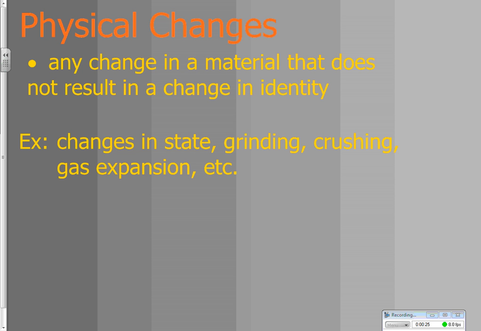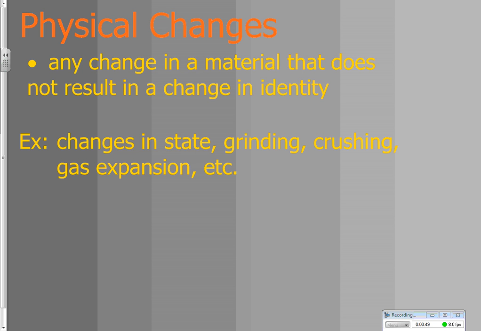In a physical change, whatever change you make to the material will not result in any kind of a change in identity. For example, if I take a piece of paper and I rip it in half, or I fold it, or I crumple it, either way, when I'm done, I still have a piece of paper. It might look different, but it's still paper. And therefore, what I did to it was a physical change.